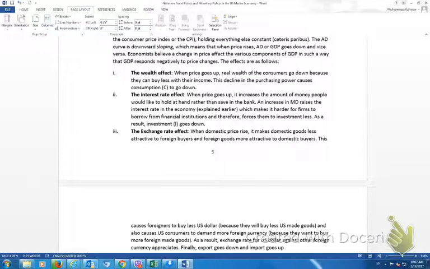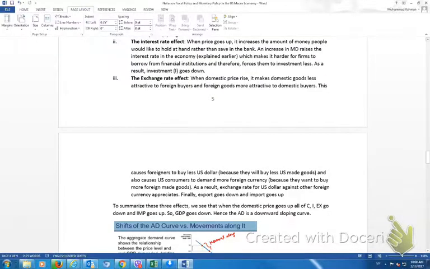So you're seeing two things, right? When the price goes up, demand for US currency, the dollar, goes down, and the demand for foreign currency such as the euro or yen goes up. This causes our exchange rate to what we call depreciate. The value of the money goes down. And if that happens, this depreciation basically causes your exports to go down and your imports to go up.